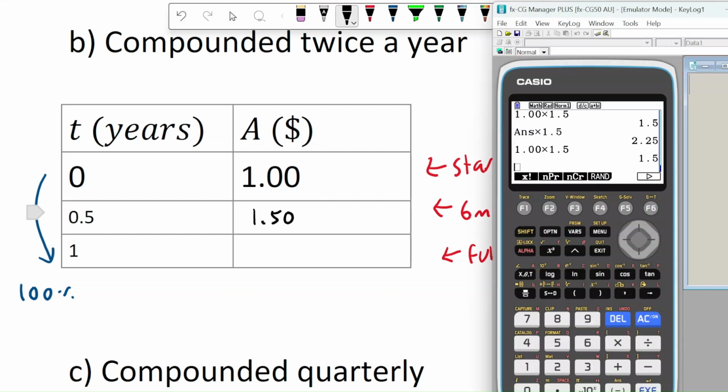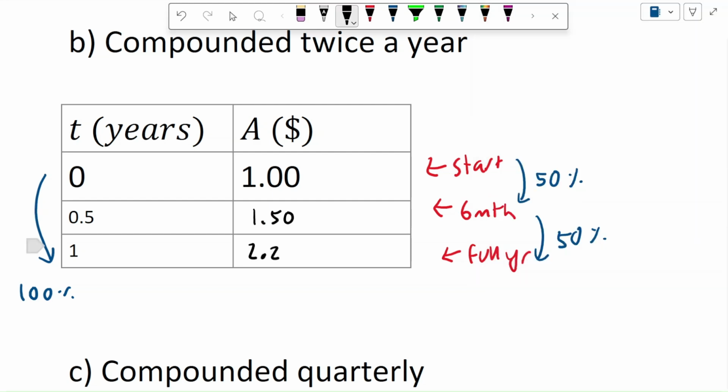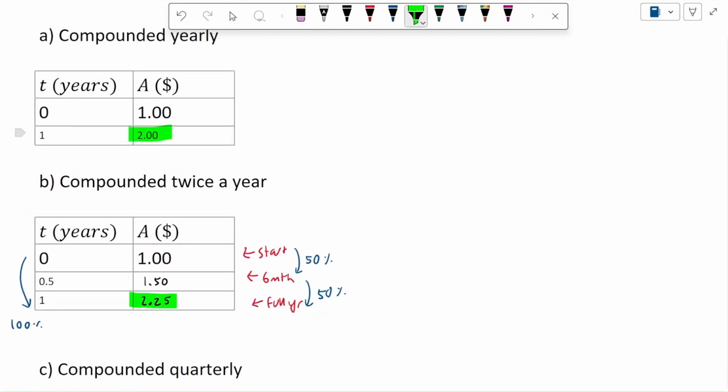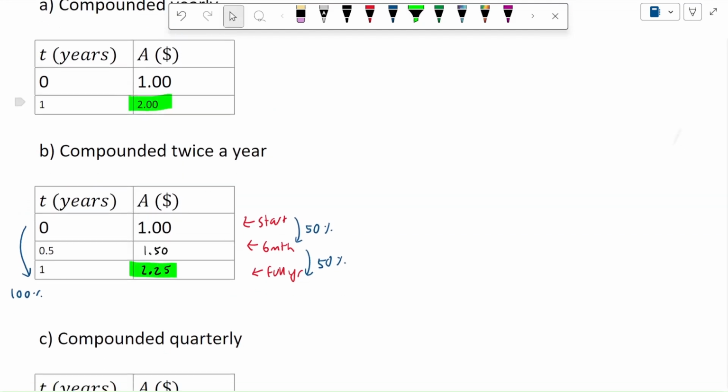And then if I want to get the next step in my table, I just times by 1.5 again. So it's $2.25. So you will notice that everything sort of stayed the same. The only difference is I just compounded it twice. And I get more money after 1 year.